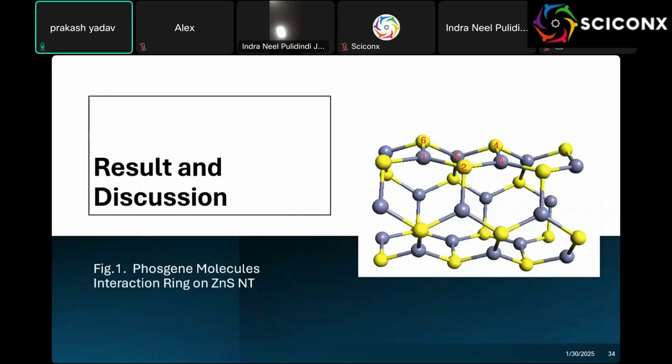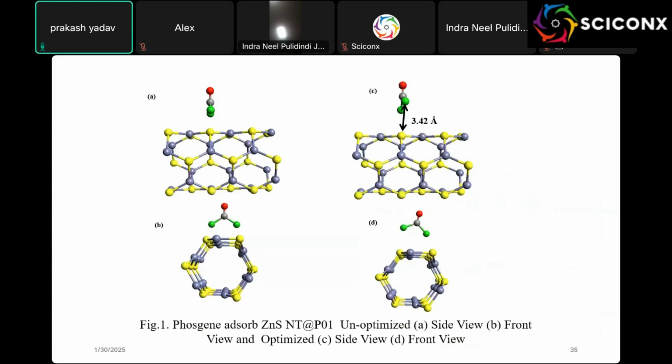And this is the structure of the ZnO nanotubes. And these 1, 2, 3, 4, 5, 6 are the positions. This is the interaction site, meaning my target molecules interact with this particular ring site. And in this image, you clearly see we have the unoptimized structures, and again we have the optimized structures.